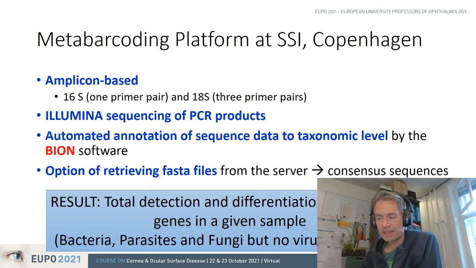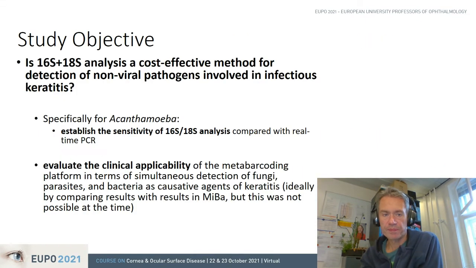We also, in this assay, have the option of retrieving FASTA files. So if we want to manually confirm a diagnosis of an organism, we can do that, and we can also make consensus sequences and BLAST them, and scrutinize genetic diversity within some of these organisms. So the result of the use of this assay is that we can approach a total detection and differentiation of ribosomal genes in a given sample.